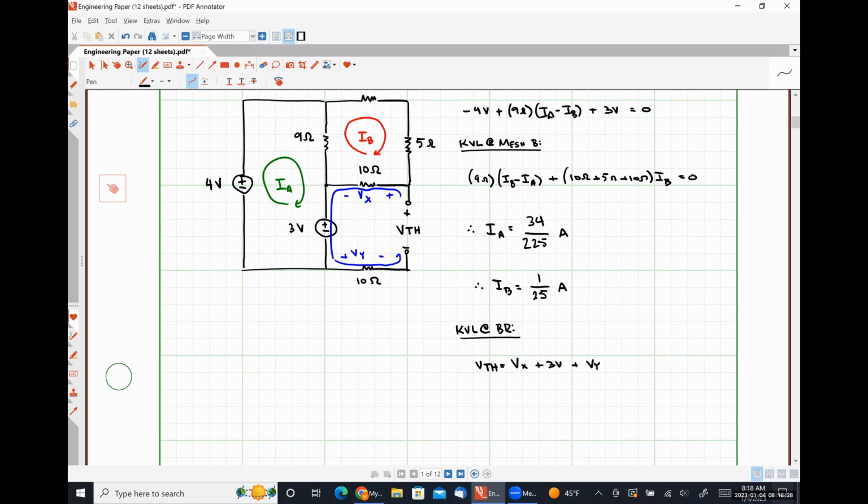We've done similar things to this in class assignments and all that kind of stuff. After we did mesh analysis trying to find a voltage, we had to write an additional KVL equation somewhere else to figure out what was going on. It's going to be in terms of our mesh currents. So Vx is 10 ohms times what we solved for as mesh current IB. I agree with that.